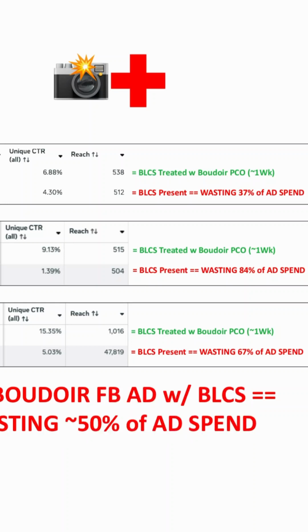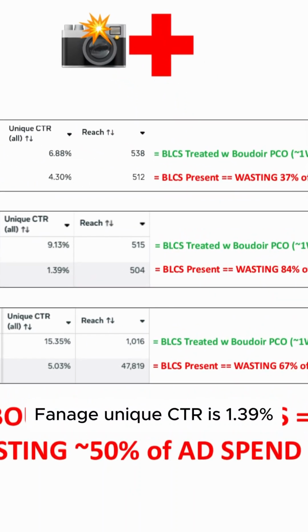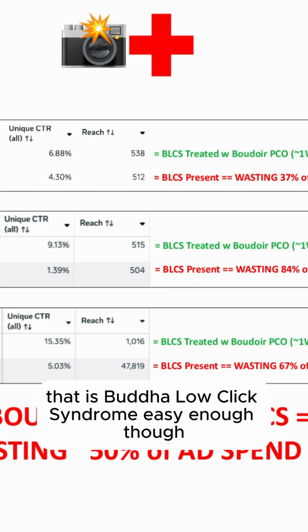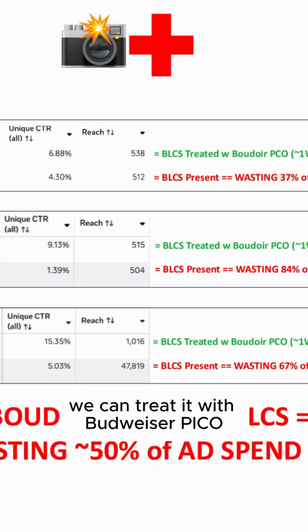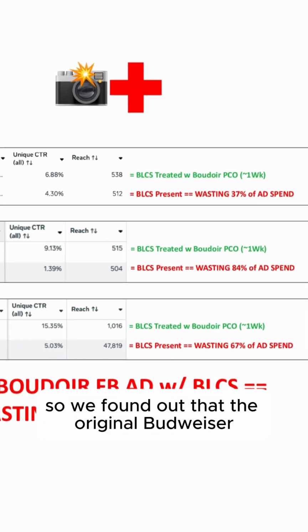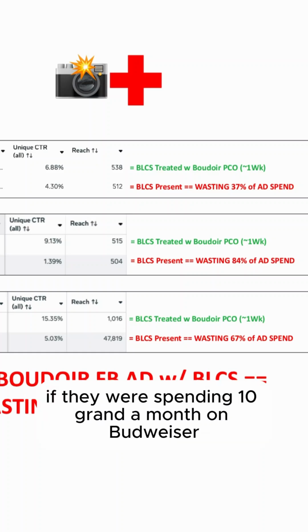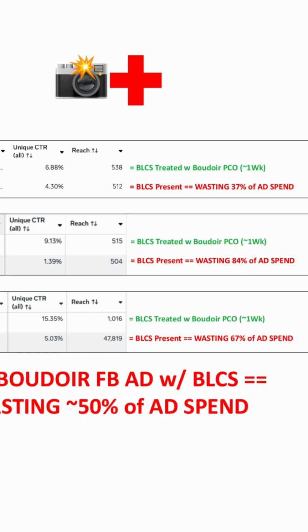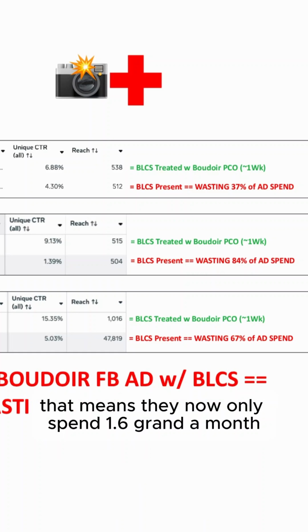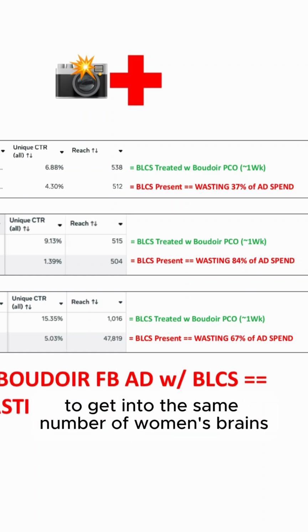So super awesome. Next, we have my second one I tested at the hospital, found out unique CTR is 1.39%. When the unique CTR is under 6%, that means BLCS is present. That is boudoir low-click syndrome. Easy enough, we can treat it with Boudoir Pico. It takes about a week. And we got the unique CTR up to 9.13%. So we found out that the original boudoir Facebook ad is wasting 84% of its ad spend. So if they were spending 10 grand a month on boudoir Facebook ads, that means they now only need to spend 1.6 grand a month on the Boudoir Pico treated ad to get into the same number of women's brains.